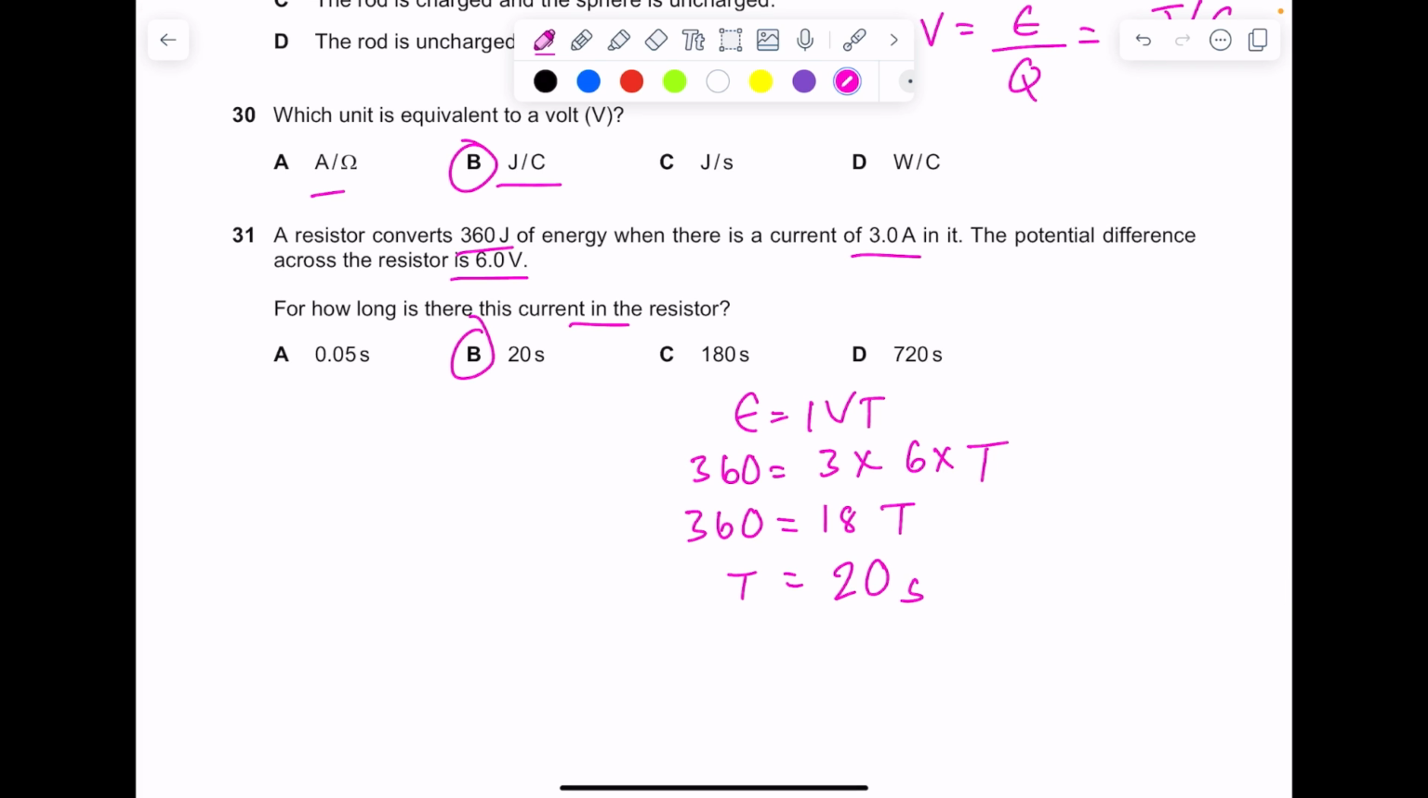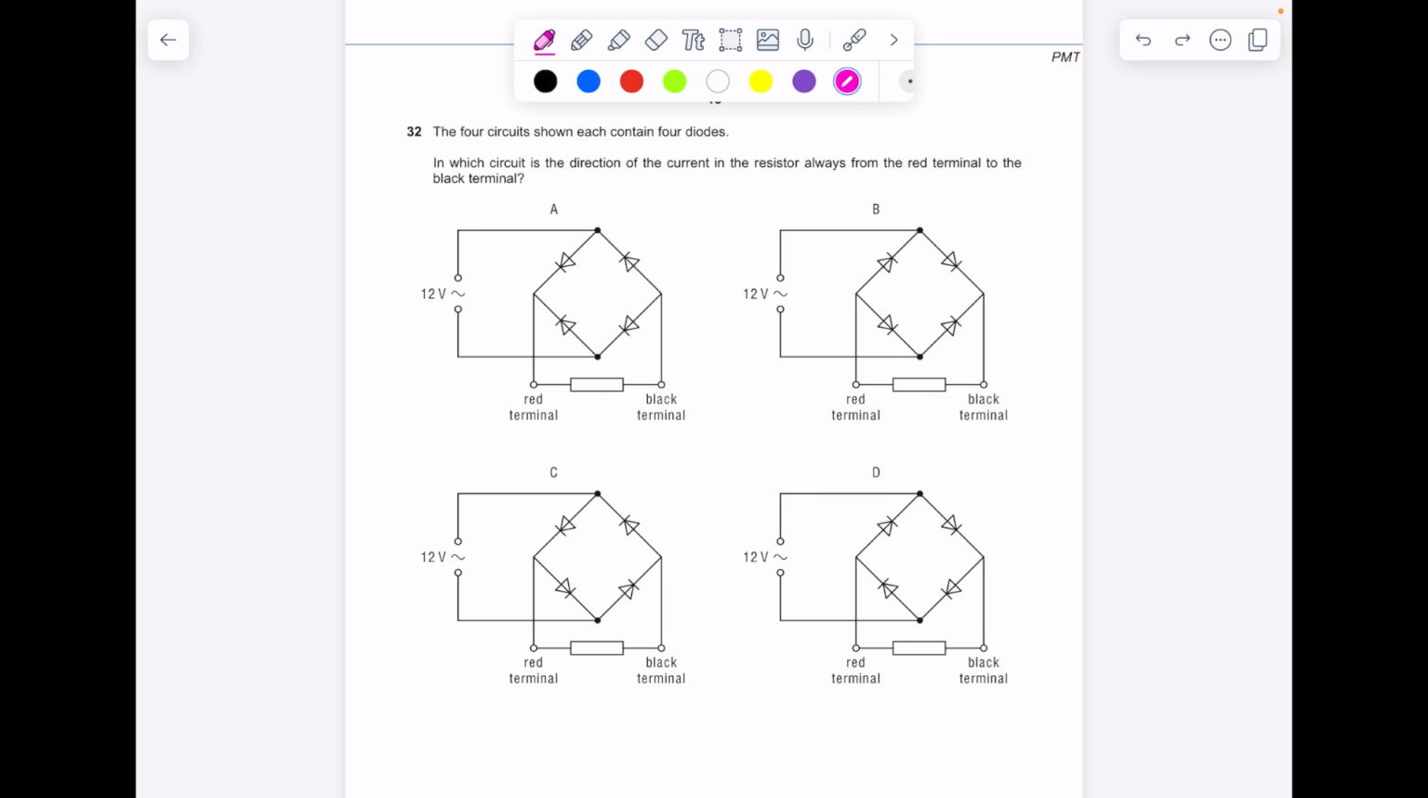The answer is B. The 4 circuits shown each contain 4 diodes. Remember, diodes only allow current to flow in one direction only. In which circuit is the direction of the current in the resistor always from the red terminal to the black terminal? So it needs to be going in this direction only.